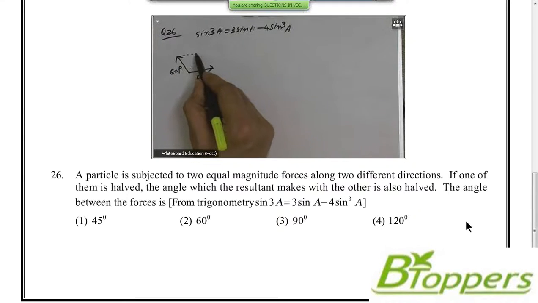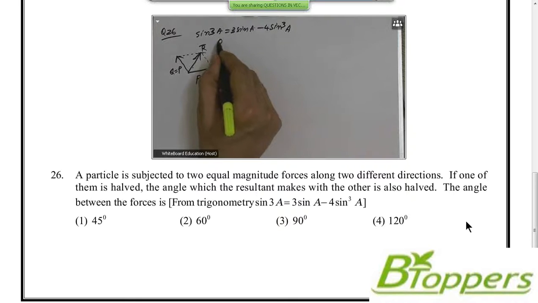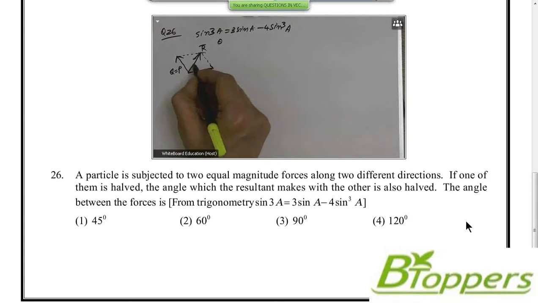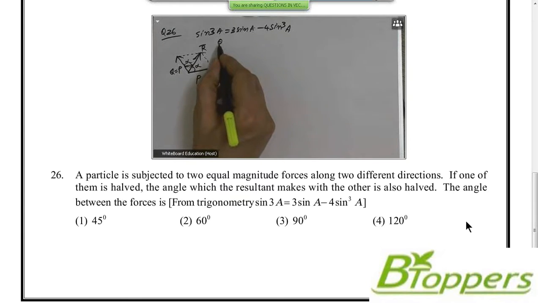So as I discussed in the past, when two vectors have the same magnitude, then the resultant bisects the angle between the two vectors. Here two forces have the same magnitude, therefore the resultant bisects the angle between the two forces. So if theta is the angle between the two forces P and Q, and alpha is the angle made by the resultant with one of the forces, then alpha will be equal to theta by 2.